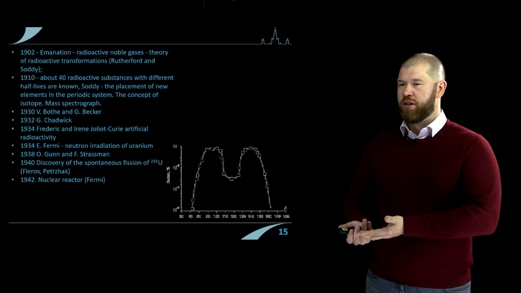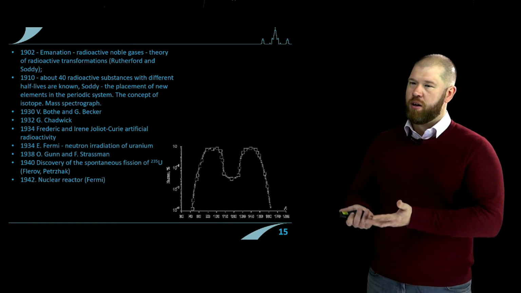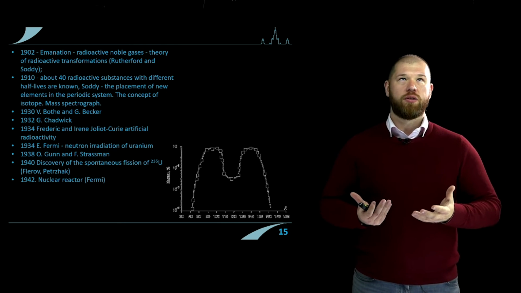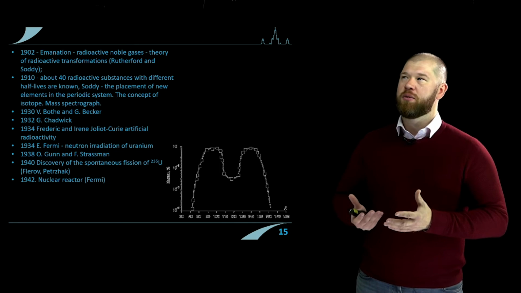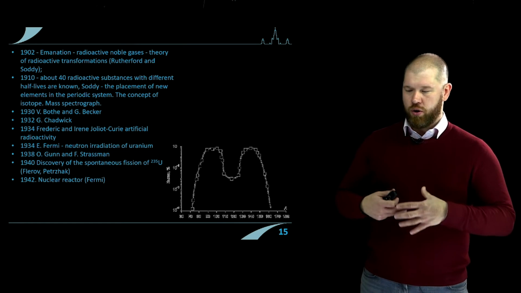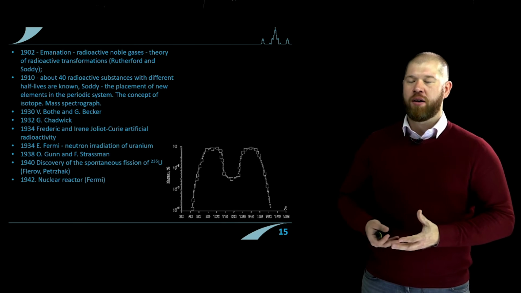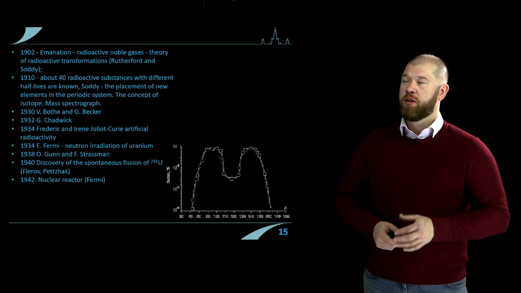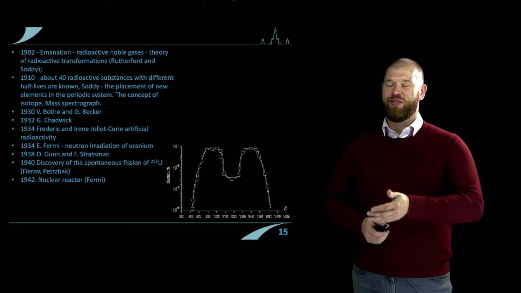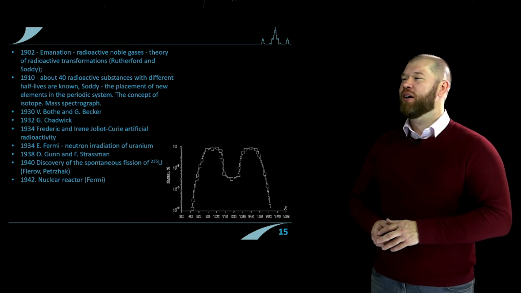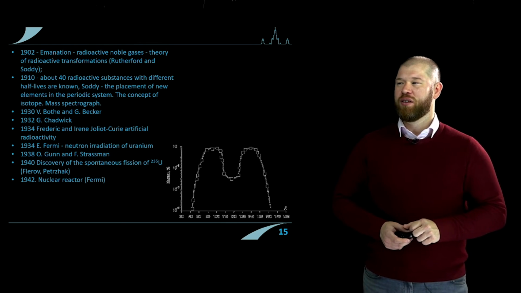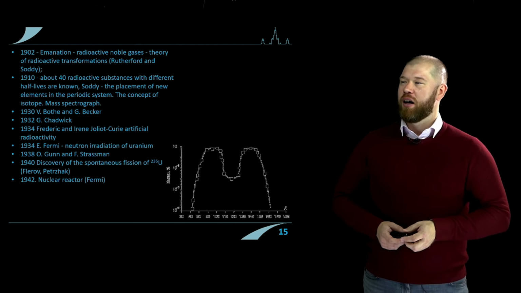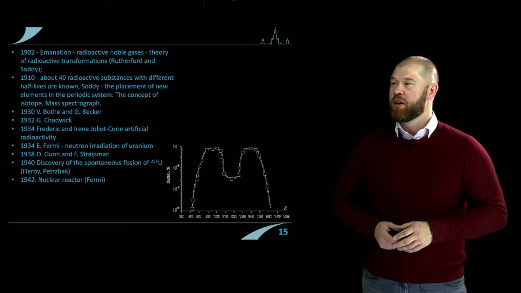And later, in 1934, there was a great discovery by Irène and Frédéric Joliot-Curie, who produced artificial radioactivity. Before that, there were only natural radionuclides, and it seemed impossible to make an artificial radionuclide. But in 1934, using alpha particles released from a natural radionuclide, Frédéric and Irène Joliot-Curie produced an artificial radionuclide by bombarding aluminium with alpha particles.